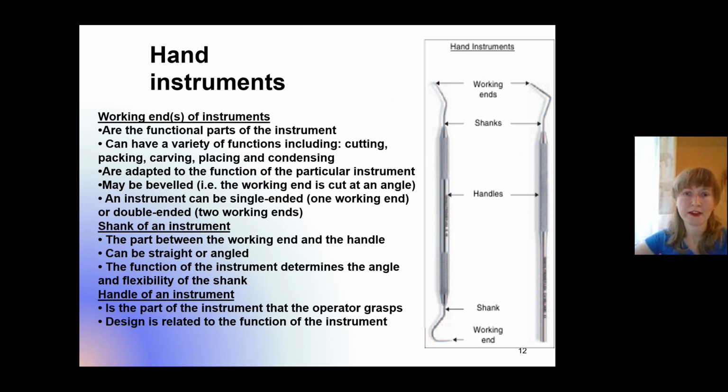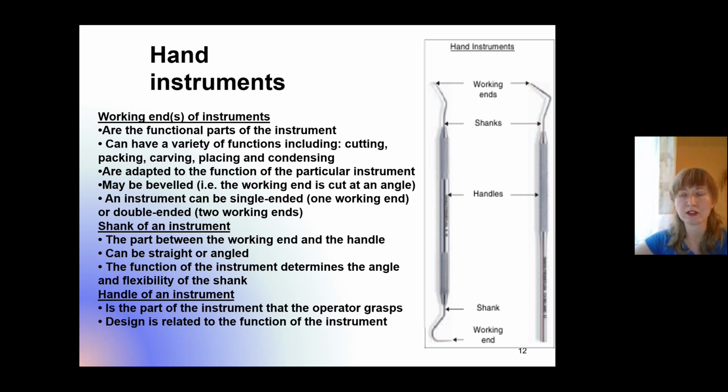Hand instruments have their structure, so-called anatomy. Hand instruments have handle and working ends. It can be double-ended, and as in this way, only working part on the one end of the instrument. So working ends are here. Here we have shanks, handles. Okay. So working ends, it is functional parts of the instruments.